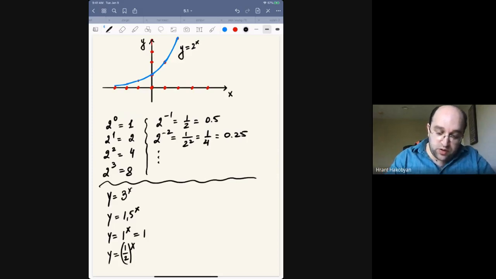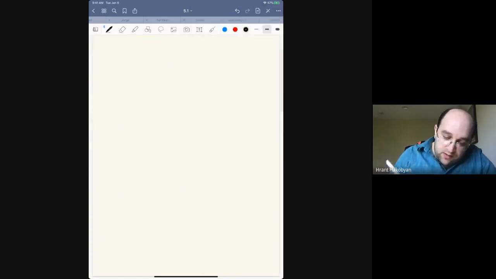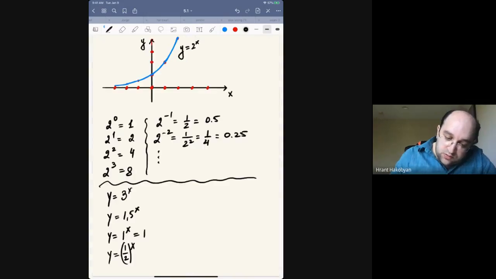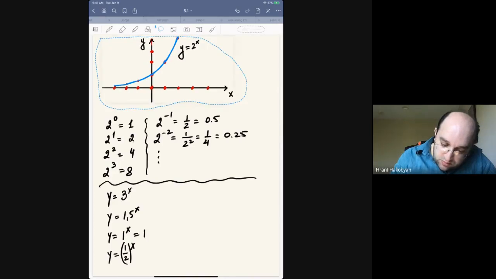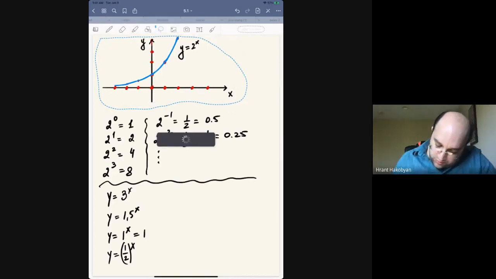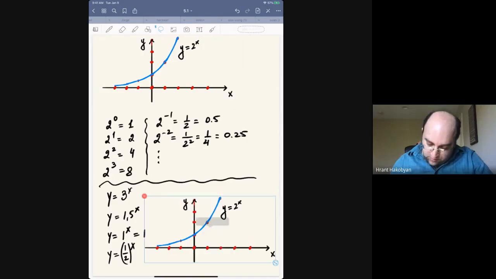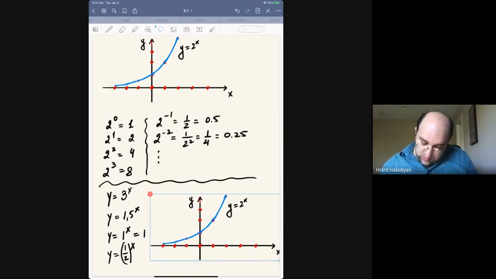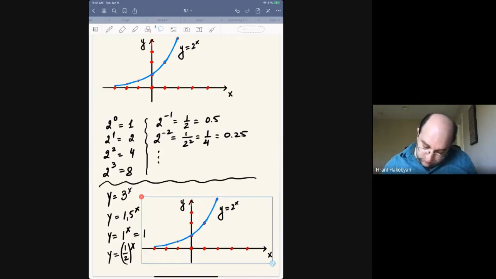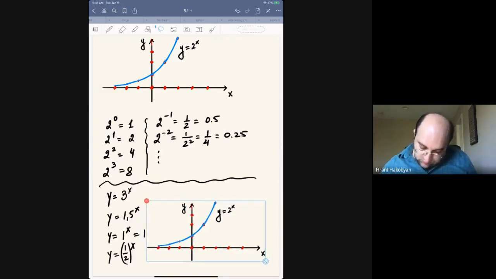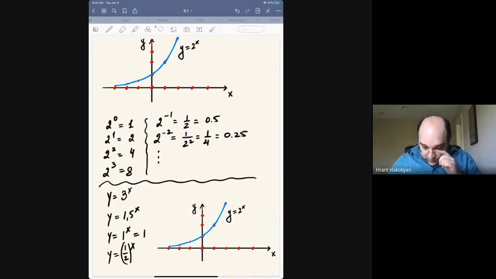So let me draw for you how these functions would look on a different page. Okay, so I'm going to try to copy this one here, and on the same graph, I'm going to try to draw all the other examples as well. Okay, so that's 2 to the x.